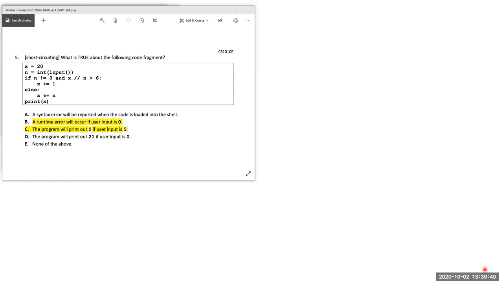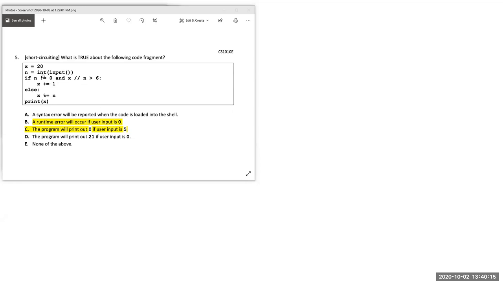Okay, if what is true, it means that you kind of need to evaluate the value one by one. Okay, A is not right, because technically the code is correct, there's nothing wrong. Wow, the chat is noisy again. The second statement B is a runtime error will occur if user input is 0, so you simply need to input 0.